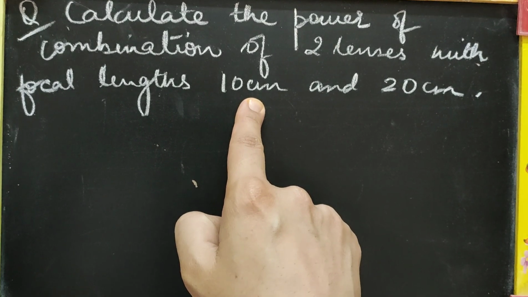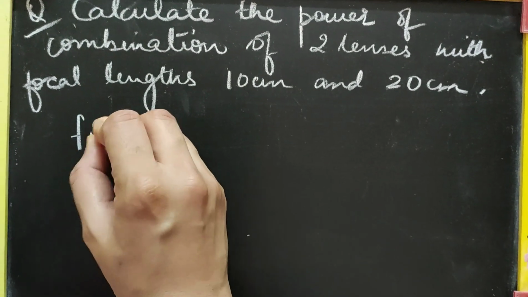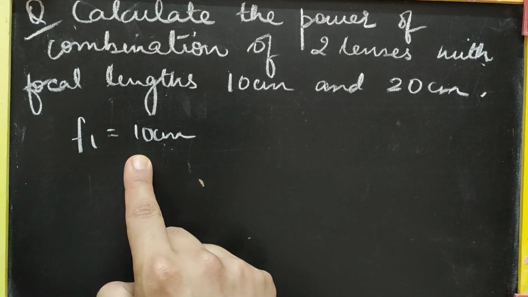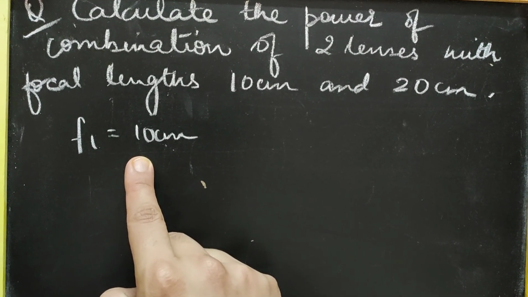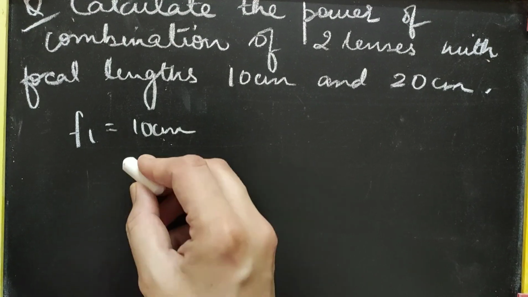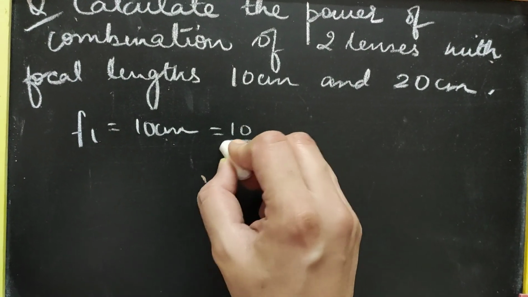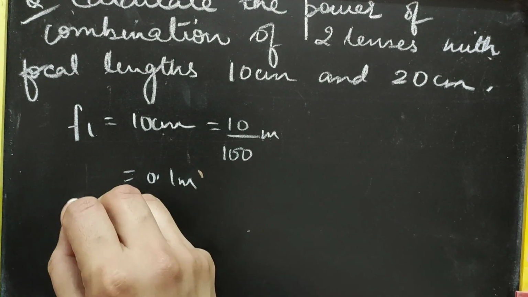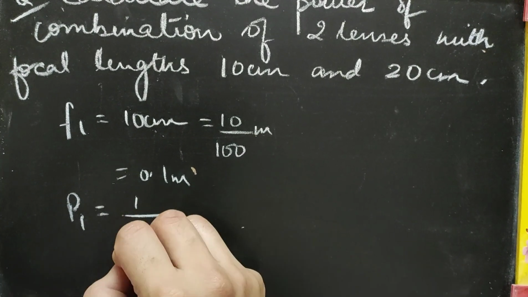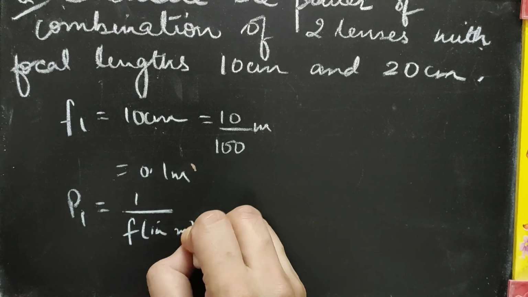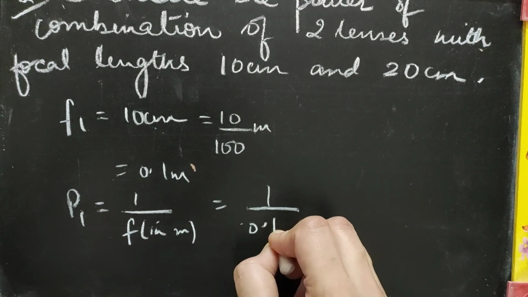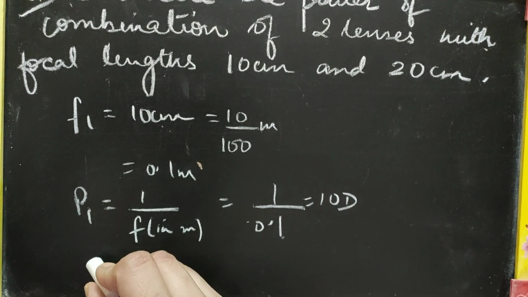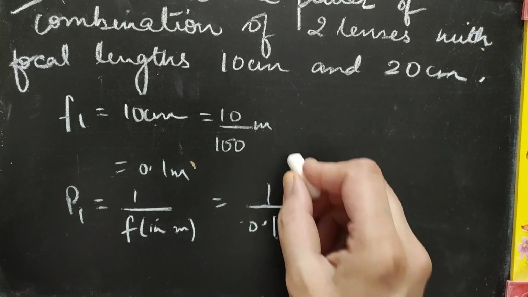So first let us take the lens with focal length 10 cm. We will convert the focal length into meters because that is how we put the value of focal length in the formula for power. So 10 cm would be 10 upon 100 meters, or I can say 0.1 meter. Now power of this lens would be 1 upon focal length in meters, or 1 upon 0.1, which would be 10 diopters. So the power of the first lens is 10 diopters.